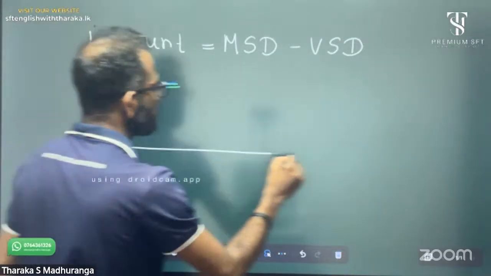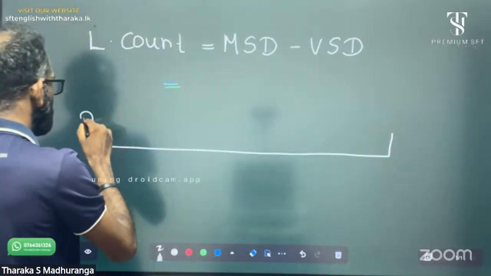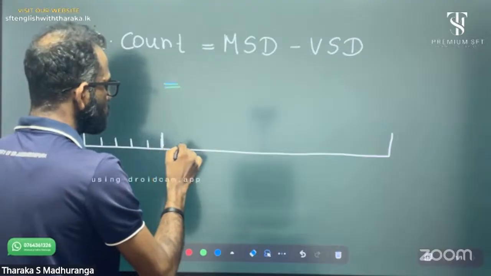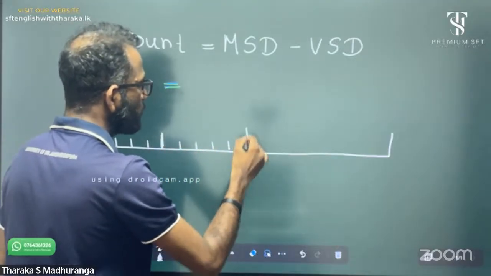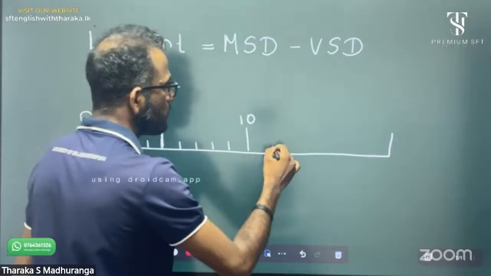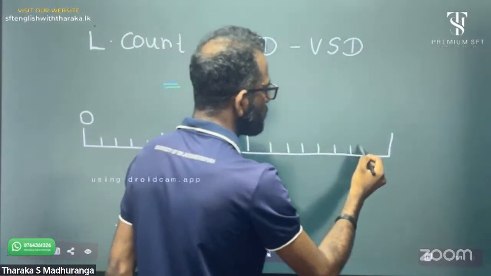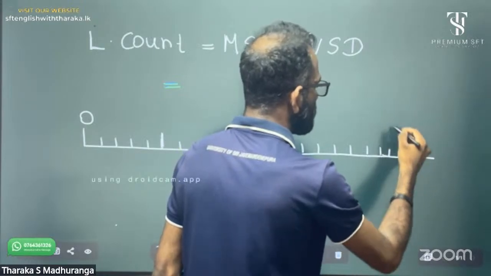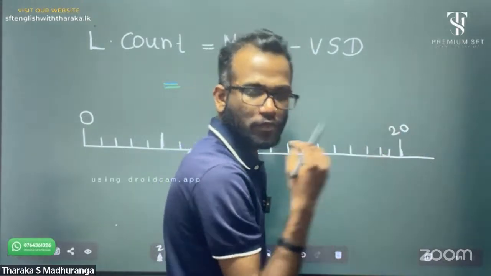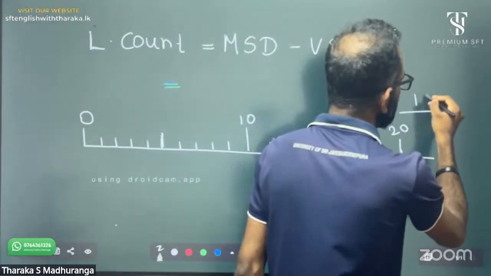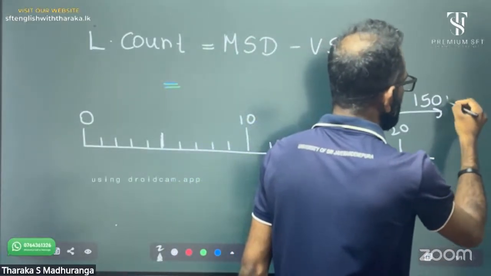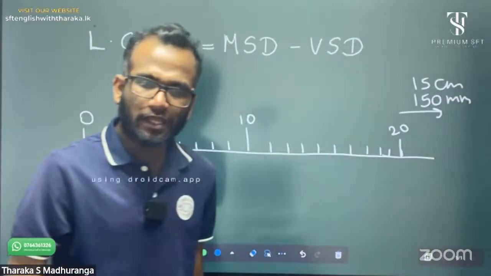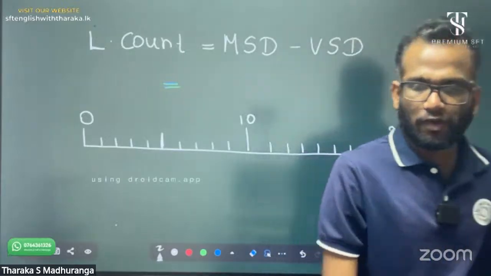Okay, this is the main scale, right? 0, 1, 2, 3, 4, 5, 6, 7, 8, 9, 10. 10 means 10 millimeter, 1 centimeter. 1, 2, 3, 4, 5, 6, 7, 8, 9, 10. 10 means 20 millimeter. That means 2 centimeter. It continues up to 150 millimeter. That means 15 centimeter, right? 15 centimeter. The common vernier caliper, how about the scale of the common vernier caliper?